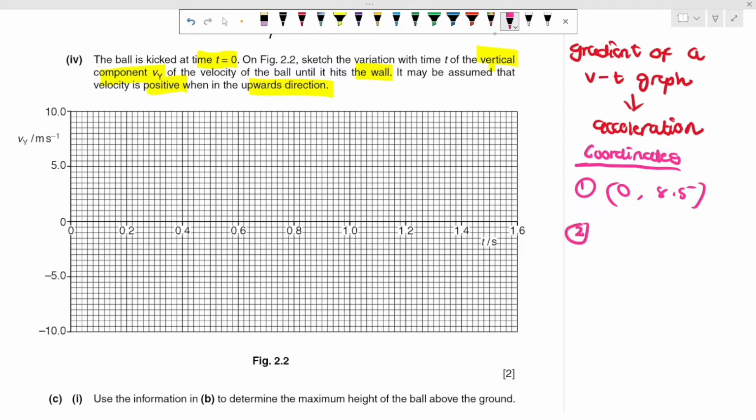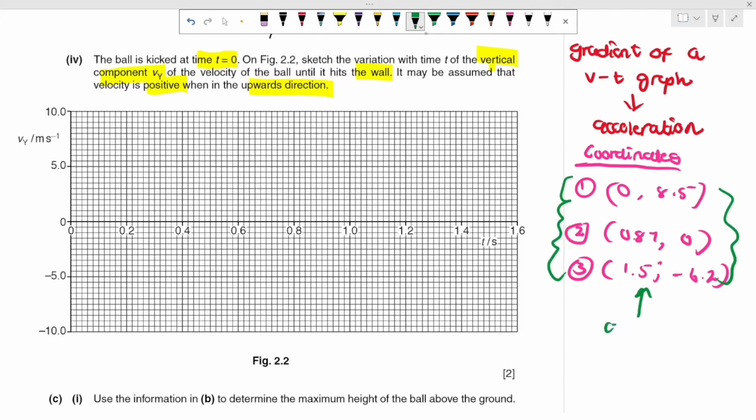Number 2, when x is 0.87, that is when the time is 0.87, that is where we have a velocity of 0. Then number 3, when you are done and our velocity is 1.5, our final velocity will be negative 6.2, like I've calculated. So basically these are my group of coordinates. These are going to help me draw my graph, and I also know that I'm going to have a constant gradient, right?